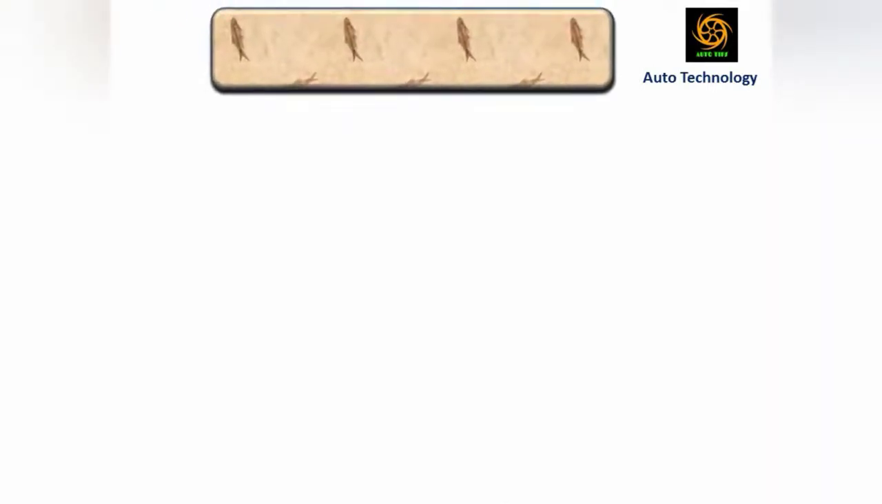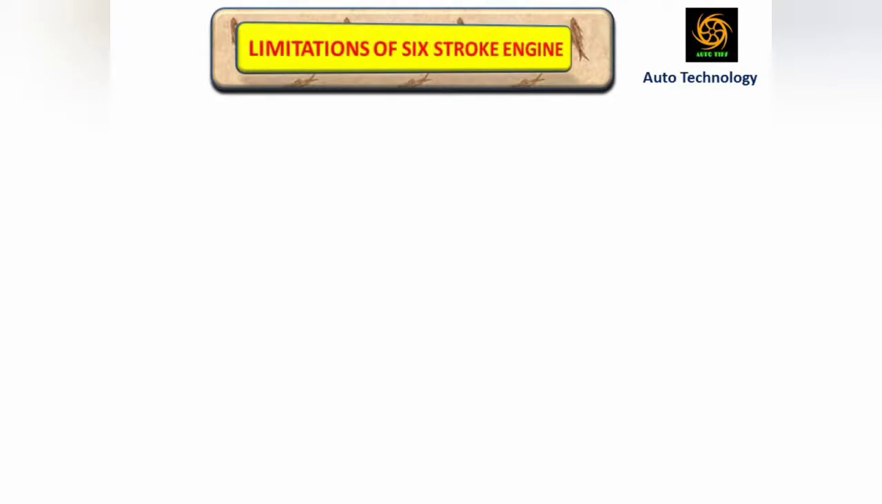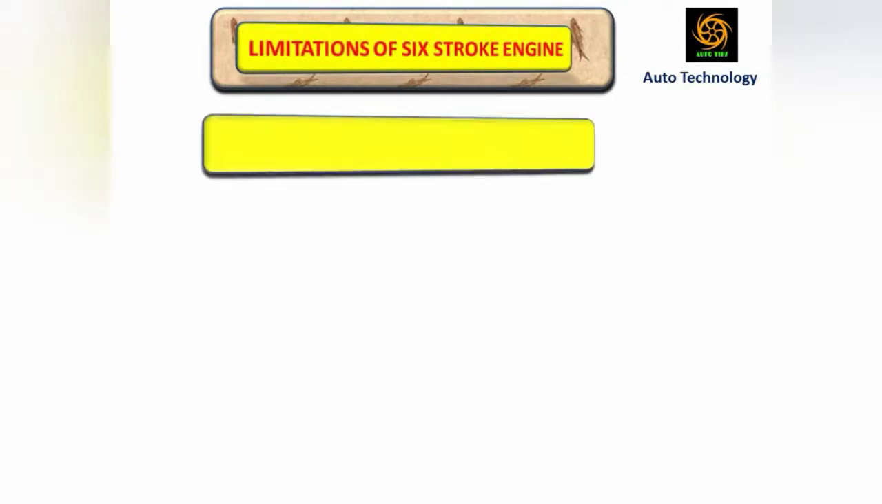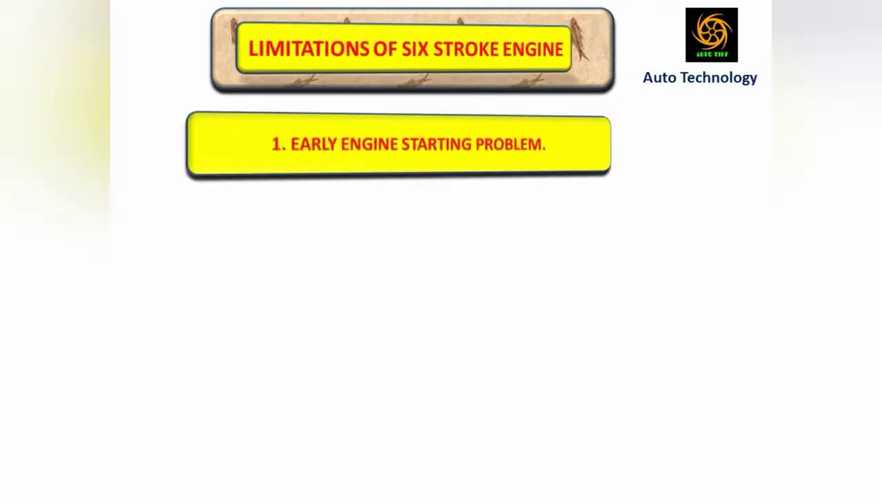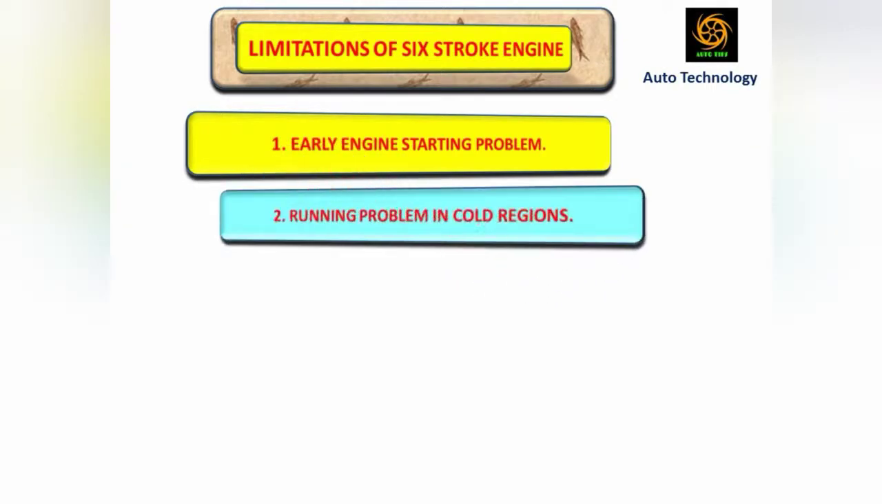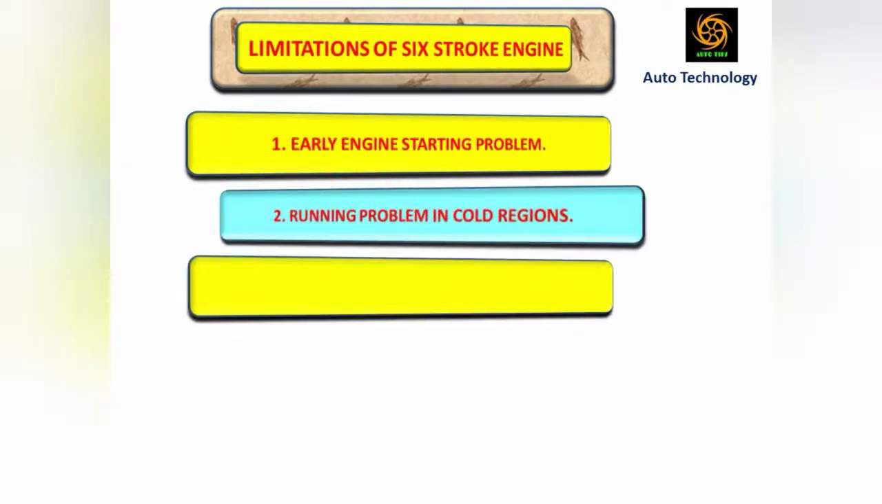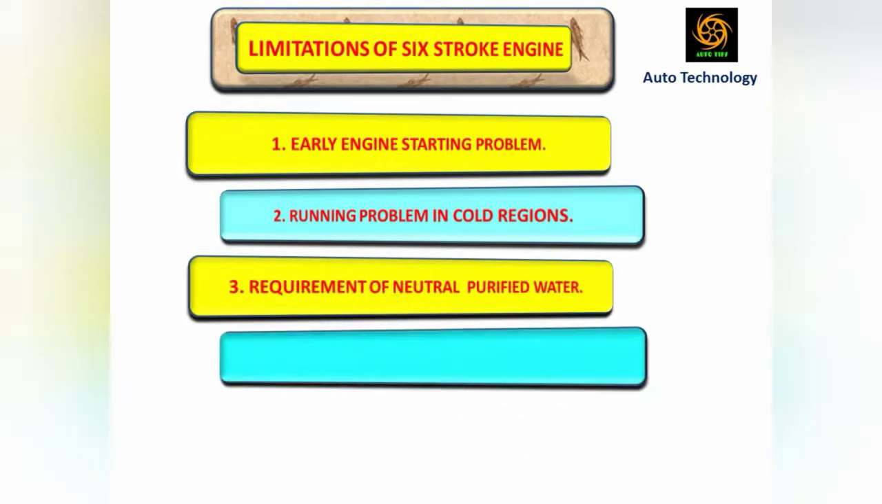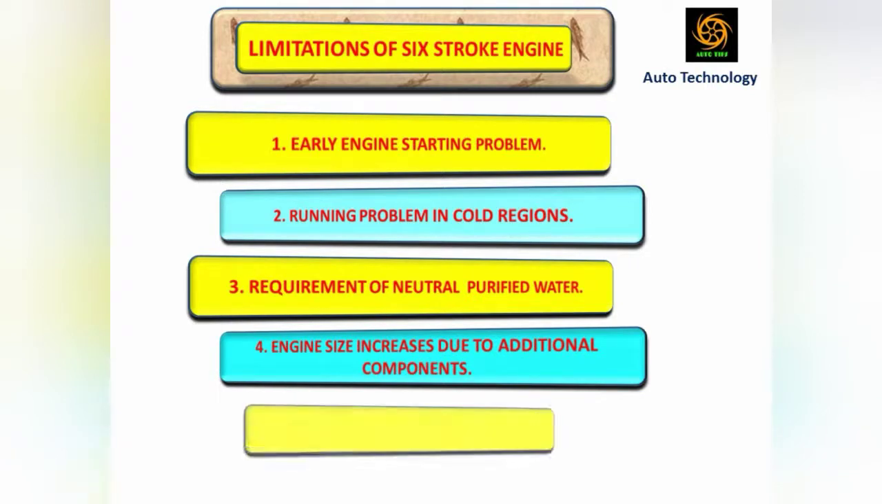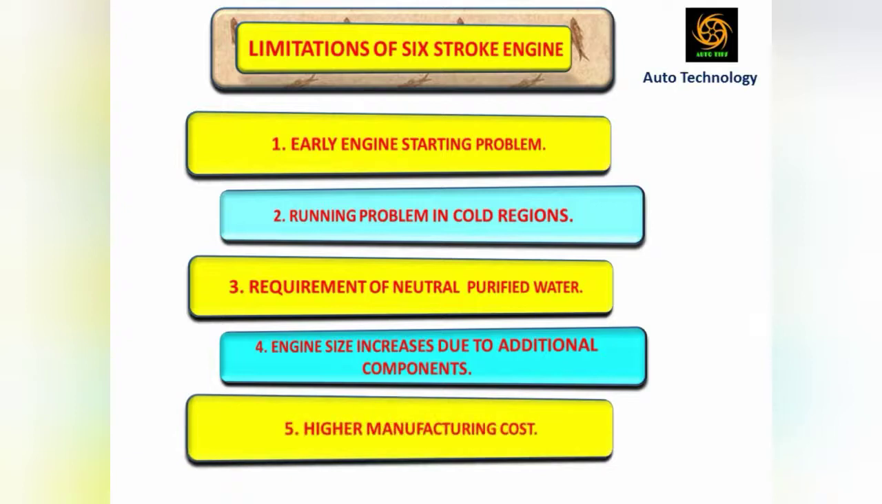But the 6-stroke engine has some limitations. First is early engine starting problem. Second is running problem in cold regions. Third is the requirement of neutral purified water. Fourth is engine size increased due to additional components. Fifth is higher manufacturing cost. Due to these reasons, the 6-stroke engine is not available in the market.